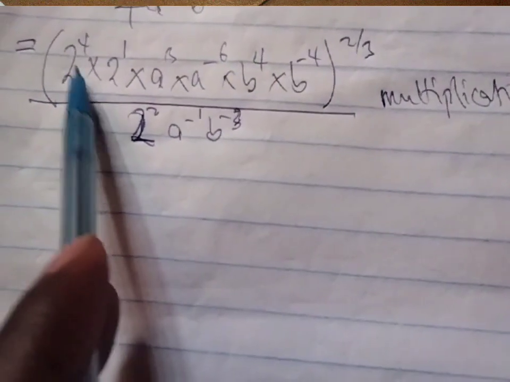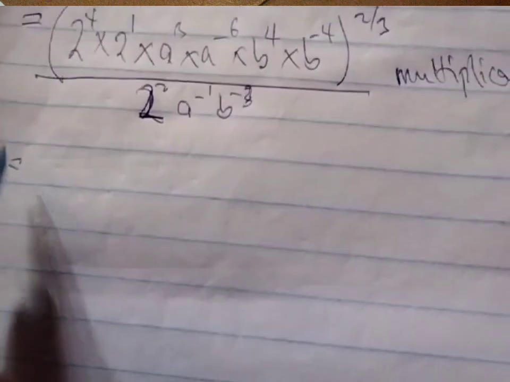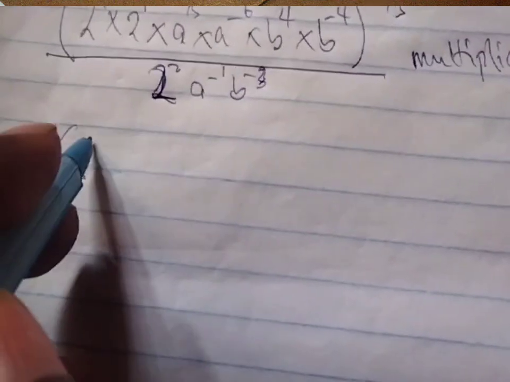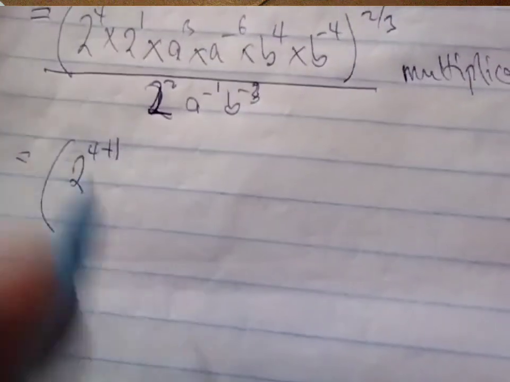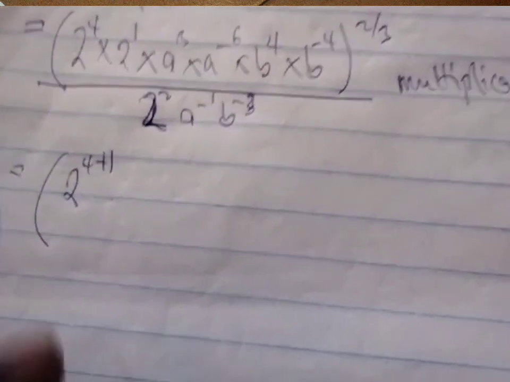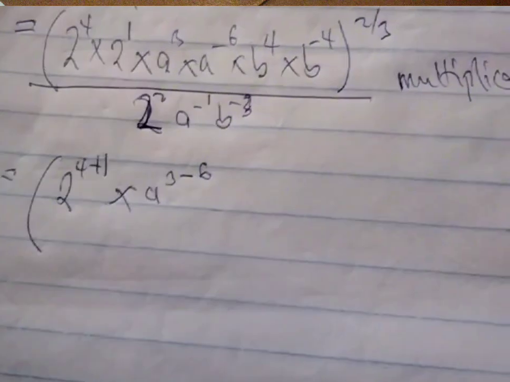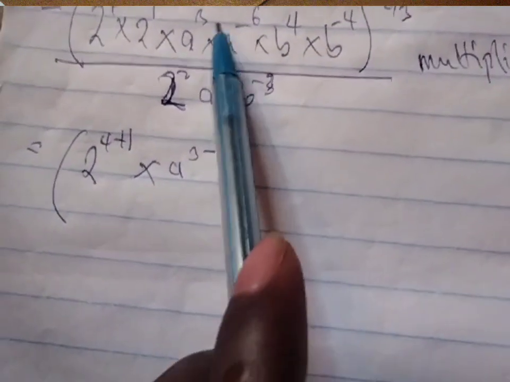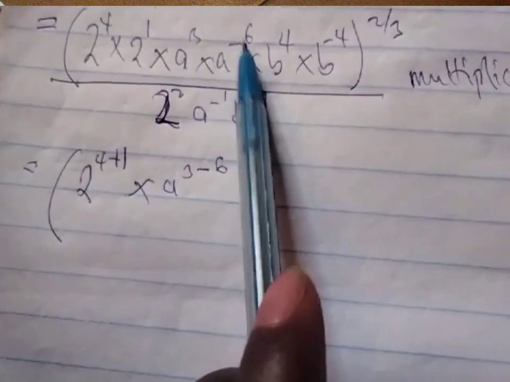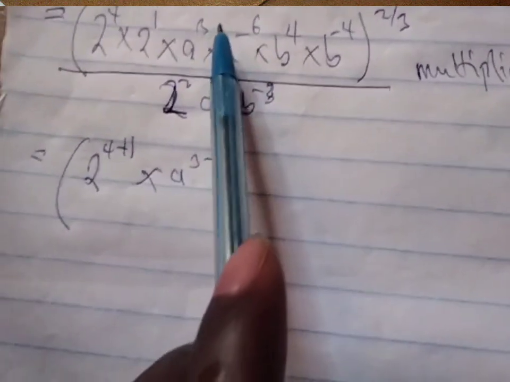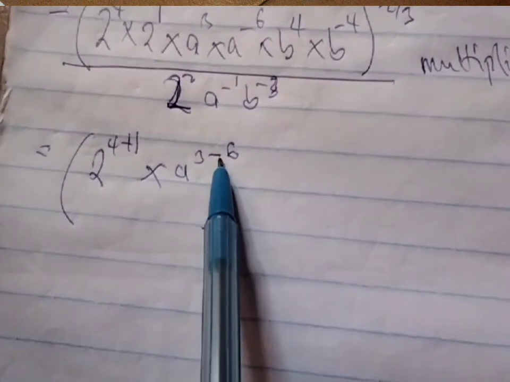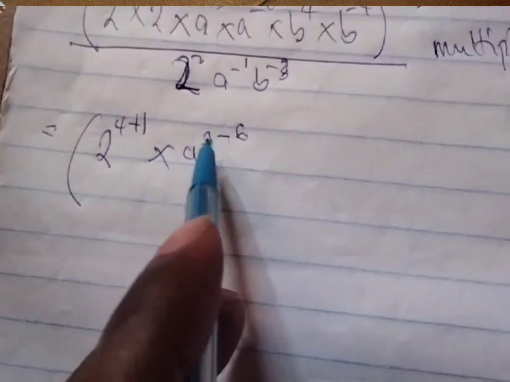So I'm working with the one that's inside the bracket. That will give me what? 2 raised to the power of 4 plus 1. I have to break it down like this so that you can understand it very well. Times a raised to the power of 3 minus 6. You know I got my minus 6 because 3 plus minus 6 will still give me what? Minus 6. So plus times minus is still what? Minus. So that is why I got my 3 minus 6 here.